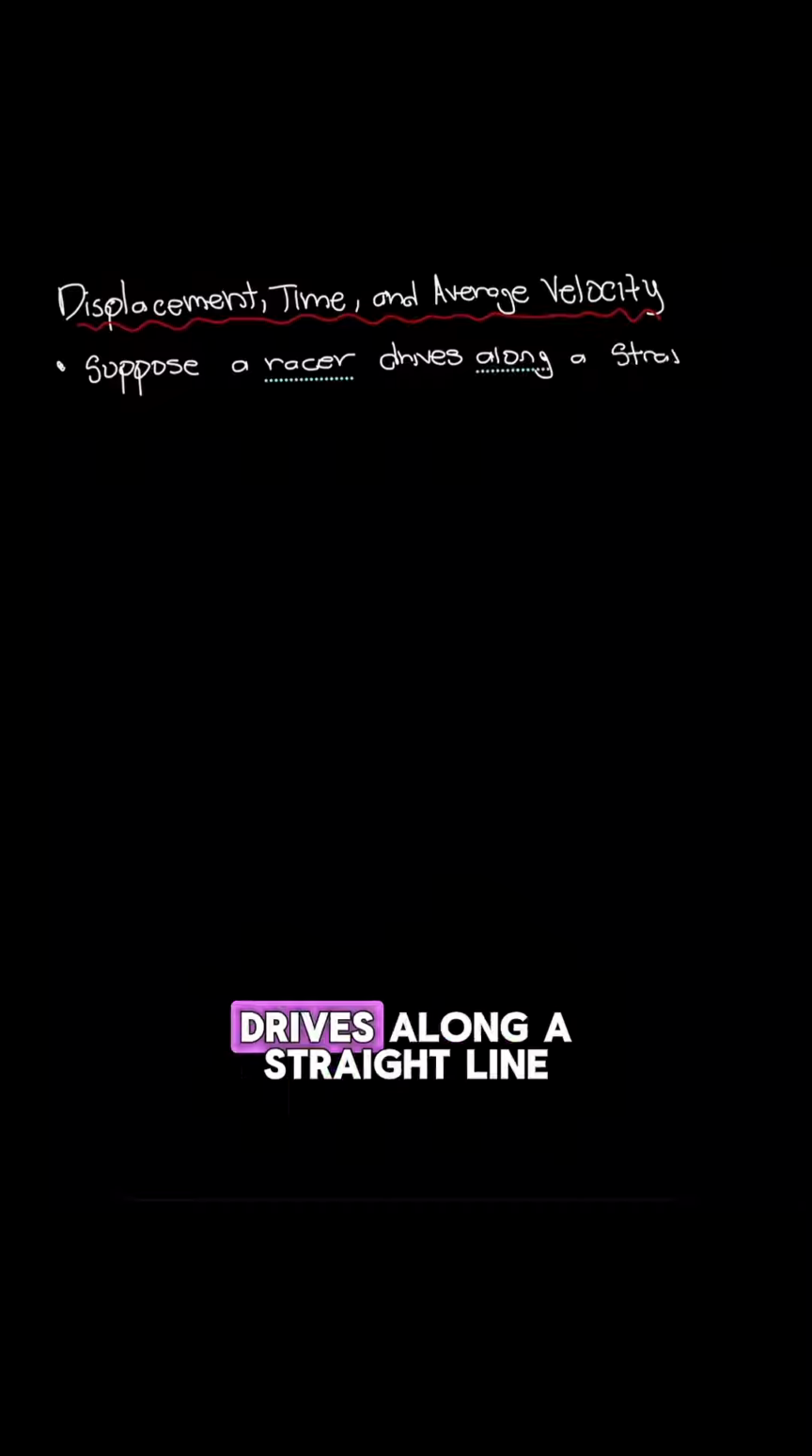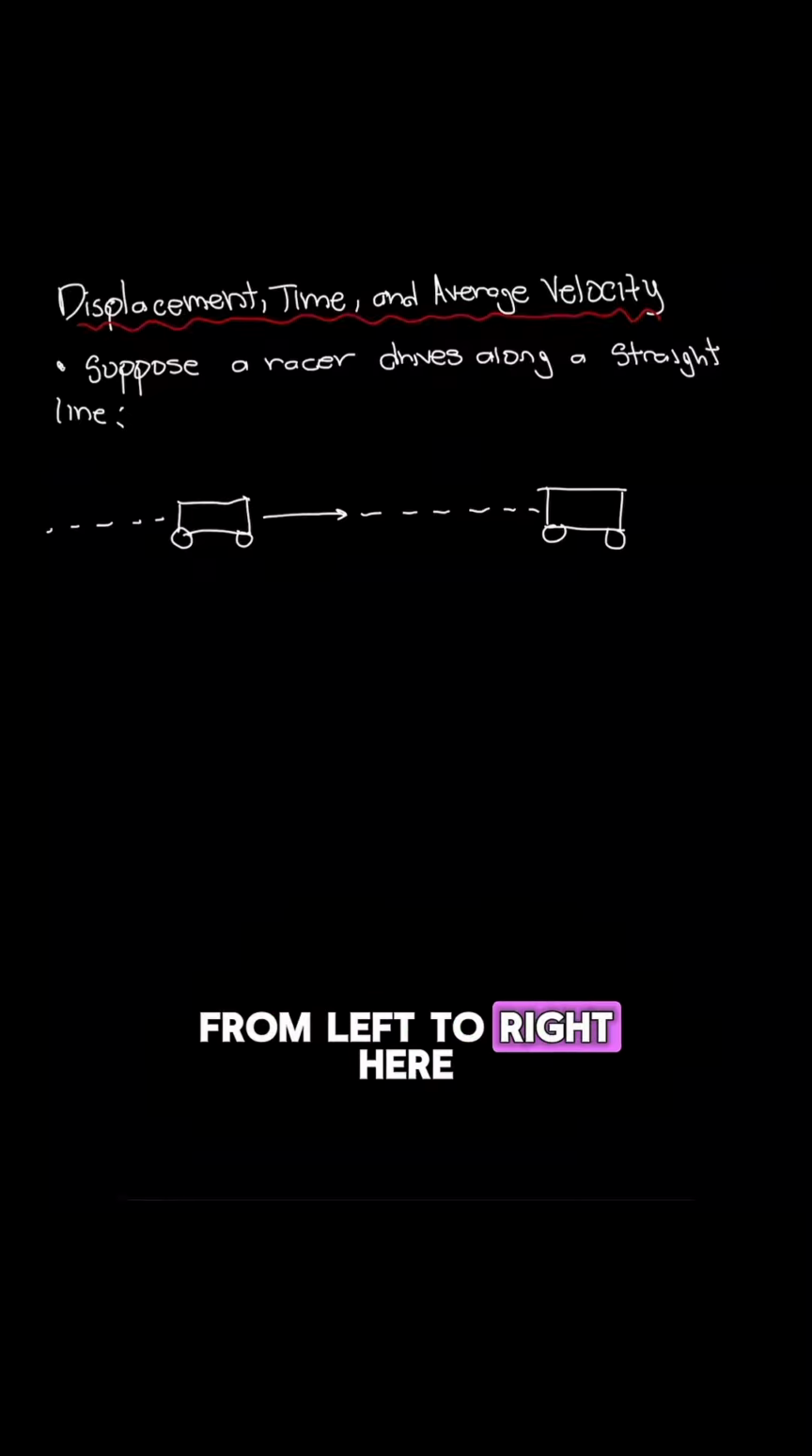Today we're going to look at some key physics concepts: displacement, time, and average velocity. Let's suppose a racer drives along a straight line, and we can describe his motion with this diagram down below. We can see that the racer drives from left to right here.